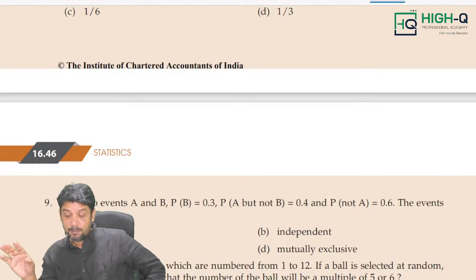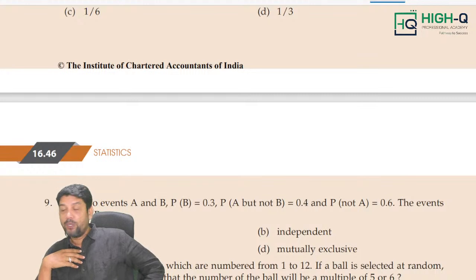So please remember, my dear, do not underestimate statistics. We just think, okay, statistics is going to be the scoring part for me. Of course, statistics is scoring, no doubt about it. Statistics is always scoring, but nowadays the pattern has changed. We don't know what type of questions are expected. Every time they are just changing the pattern.